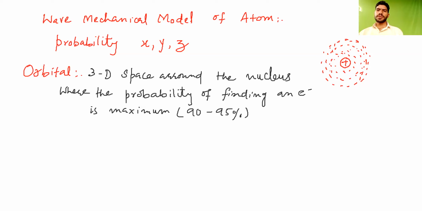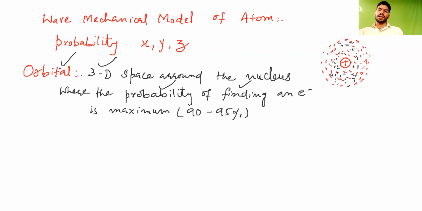You have to remember that an orbital is the 3D space around the nucleus where the probability of finding an electron is maximum, 90 to 95%. So that's called the orbital. An orbital is always 3D. That is the first thing you have to remember. Next, it gives the probability of finding an electron. If the electron density is, let's say, on this side, that means this orbital is more dense. It has more electron density.